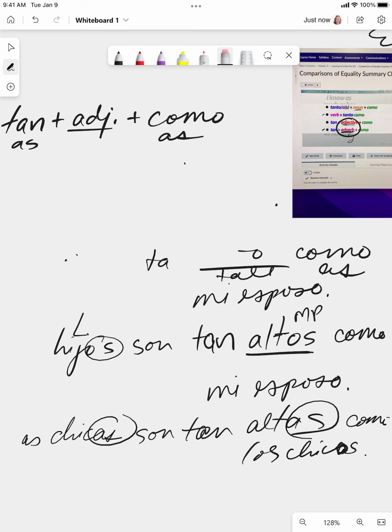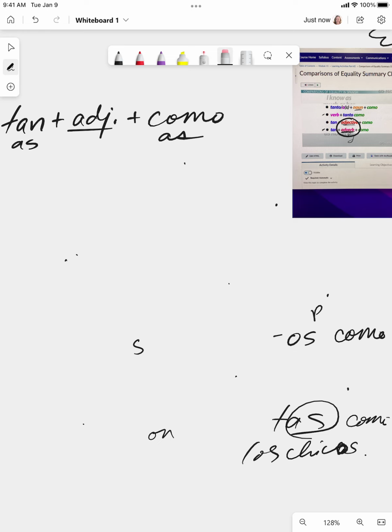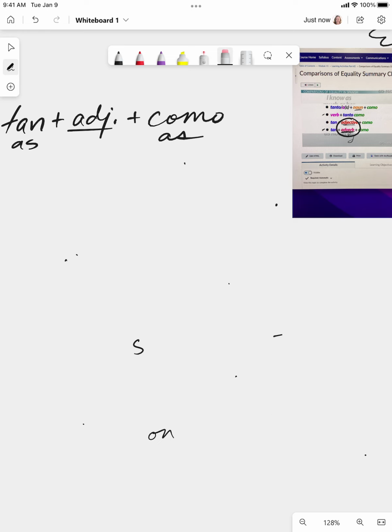All right, and then the last one is the same structure, except instead of putting an adjective there, we're just saying how someone does an action. That's called an adverb. We're describing how the action is done. It's done well, it's done quickly, it's done loudly, politely. Okay, so let's say we're going to change this to an adverb now. Everything else stays the same.